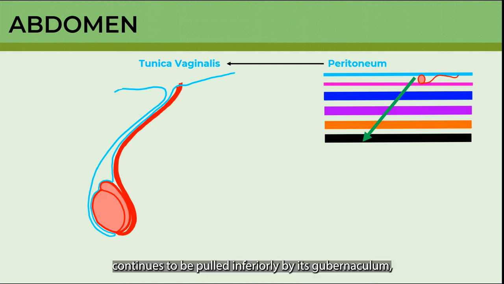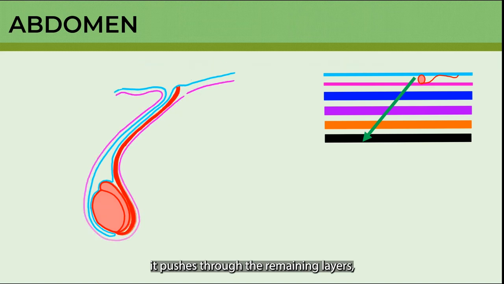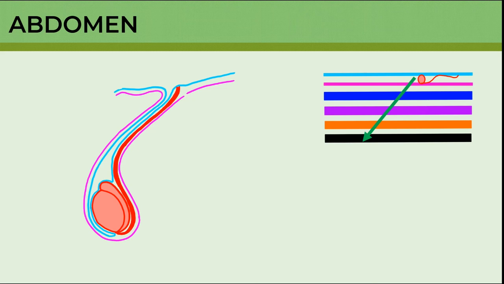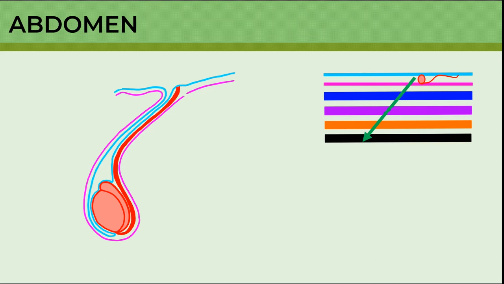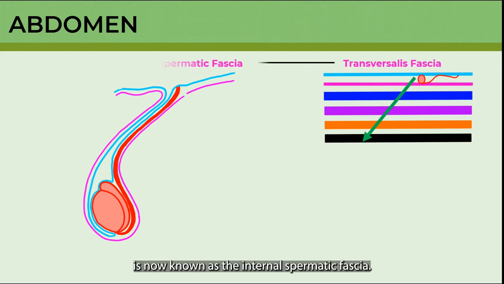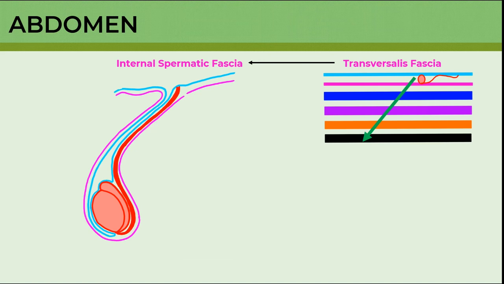As the testes continues to be pulled inferiorly by its gubernaculum, it pushes through the remaining layers, pushing the transversalis fascia through the deep inguinal ring. Now, in most videos of the inguinal canal, the transversalis fascia is said to have a hole in it. This is not strictly true. It remains continuous, but it has a change of name once the testes has pushed the fascia into the inguinal canal. Once in the inguinal canal, the transversalis fascia is now known as the internal spermatic fascia.